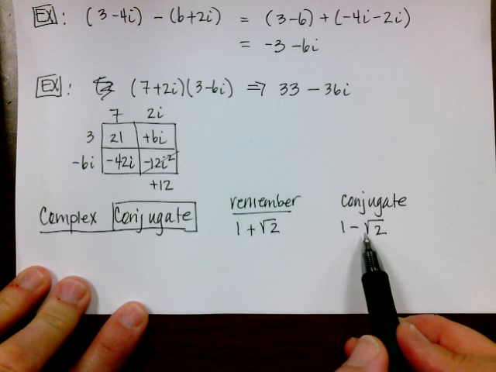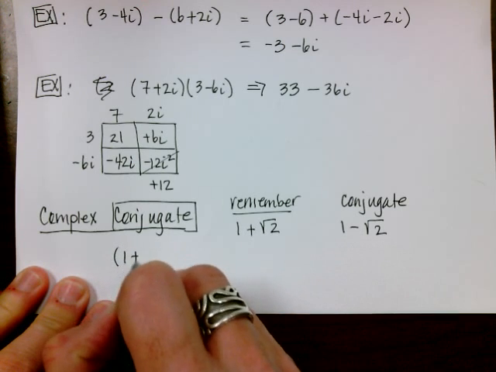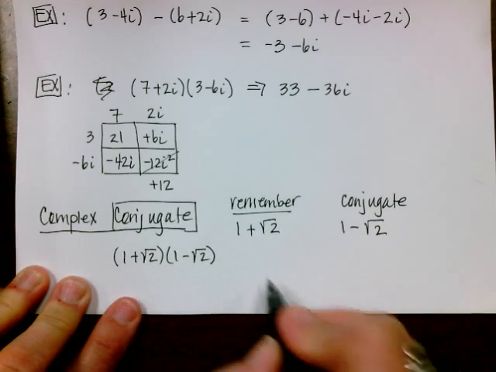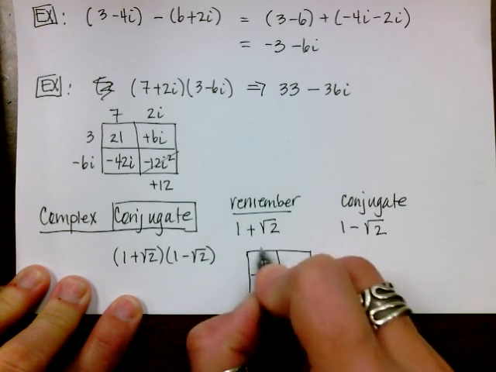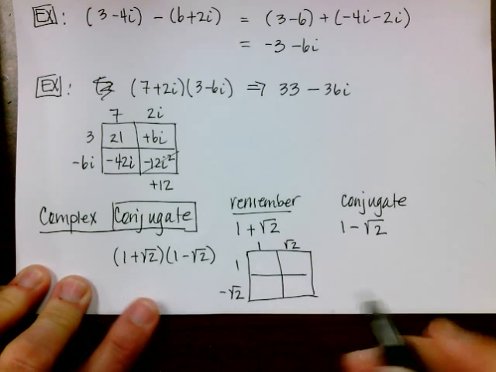And so for today, when I multiply those two things together, the i is going to go away. So if I show you this process, 1 minus the radical 2, and I'll put that in a box just so we can see. And I have my 1, my radical 2, my 1, and my minus radical 2.